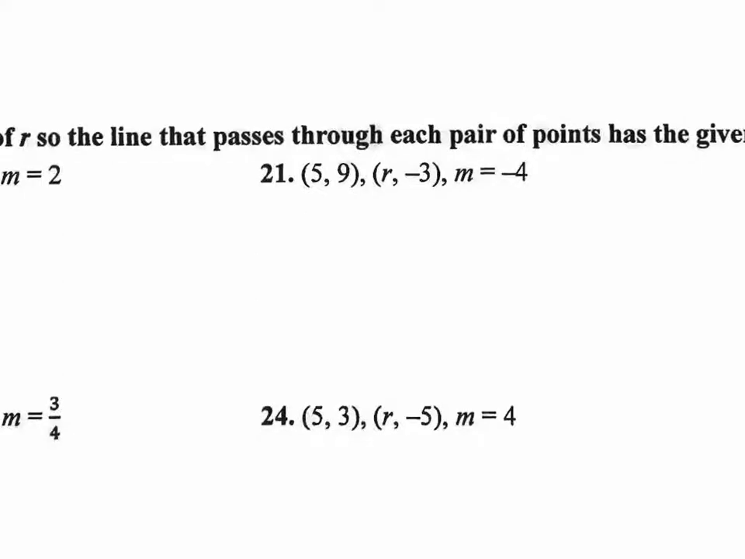Number 21. The first thing to do is to recognize that you need the slope formula. So what is the slope formula? y2 minus y1 over x2 minus x1. M equals, of course.